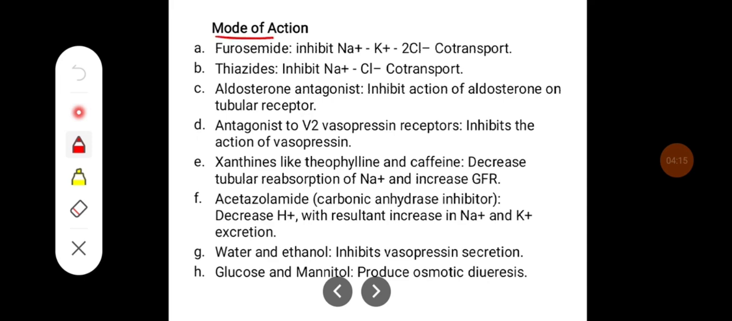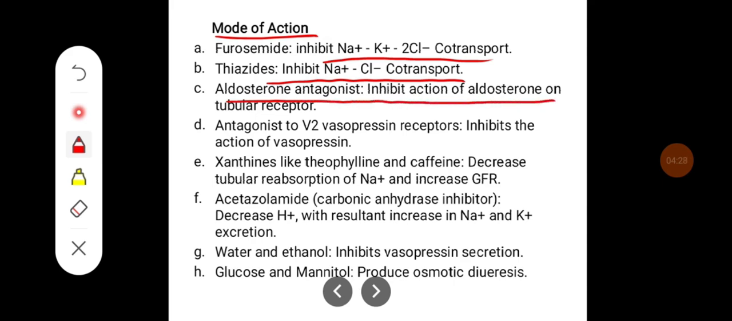And their mode of action is like this: furosemide inhibits mainly the sodium potassium 2 chloride transport. Thiazides inhibit sodium chloride transport, whereas aldosterone antagonists inhibit the action of aldosterone on tubular receptors, and antagonists to the V2 receptor inhibit the action of vasopressin.